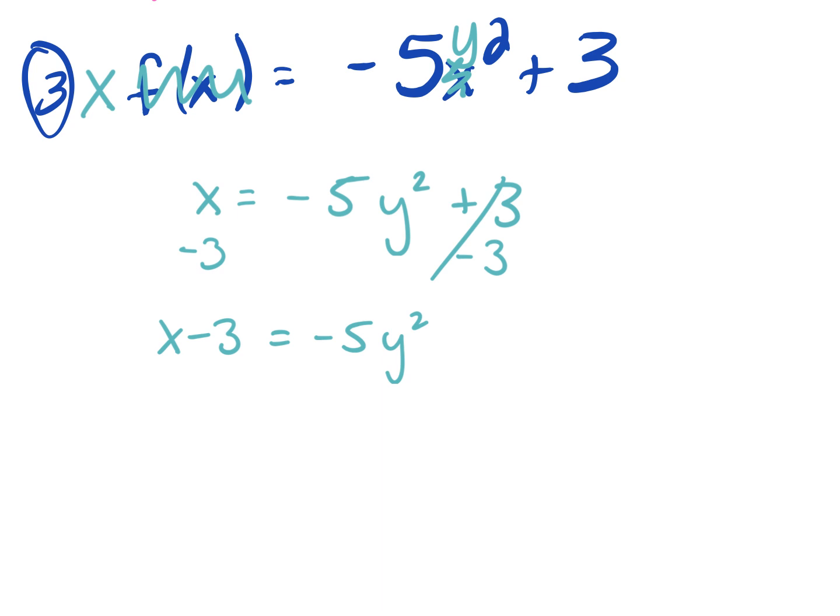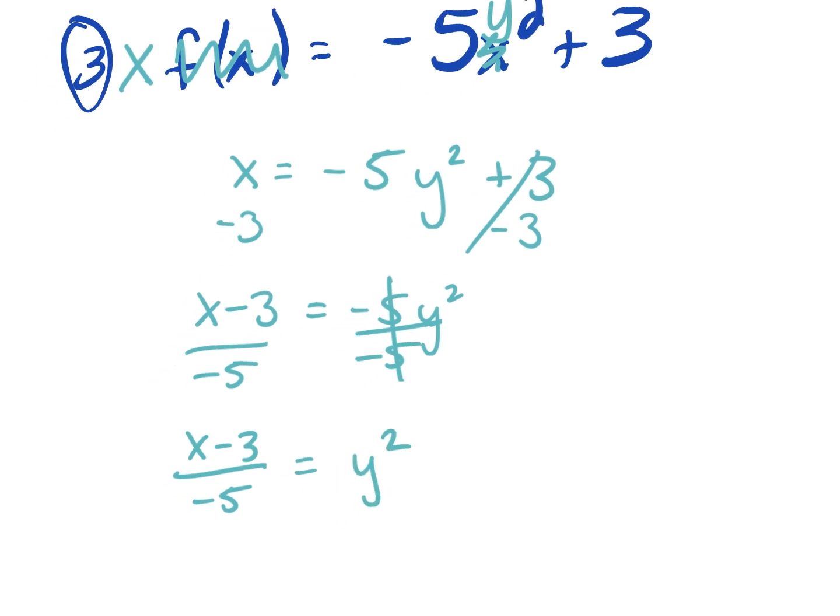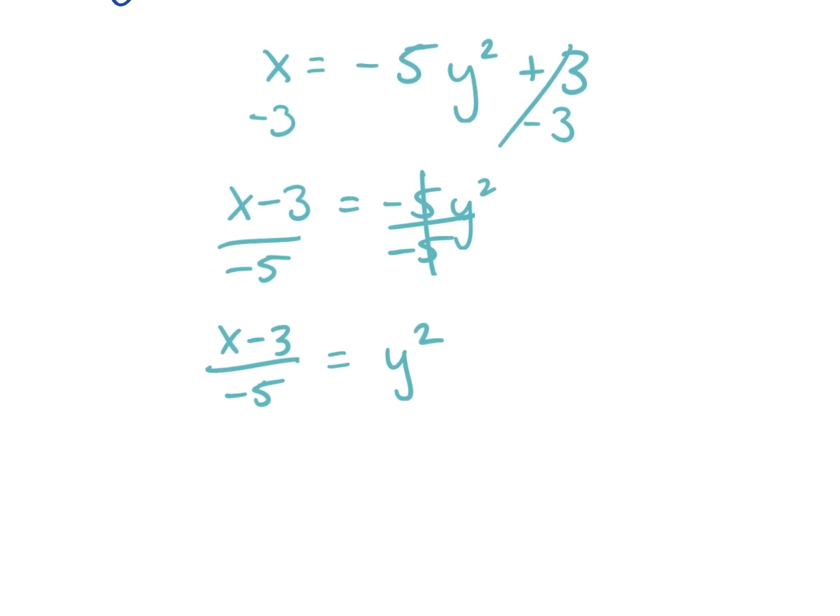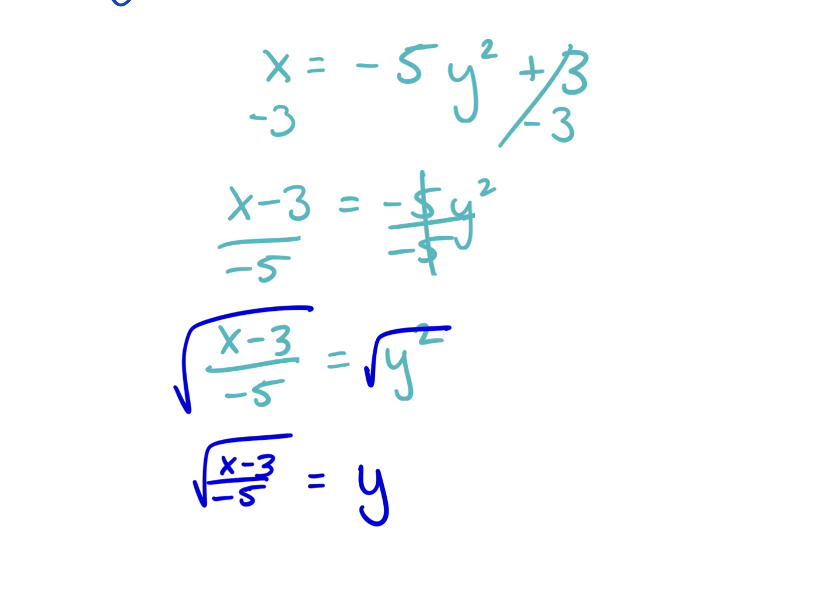What should we do next? Awesome. -5 is being multiplied to the y squared, so we're going to do the opposite. We're going to divide by -5. So we have x minus 3 over -5 equals y squared. What should we do next? Square root both sides. Perfect. So we get the square root of x minus 3 over -5 equals y. Last thing we want to do is name the inverse, so just put the little -1 symbol on it.